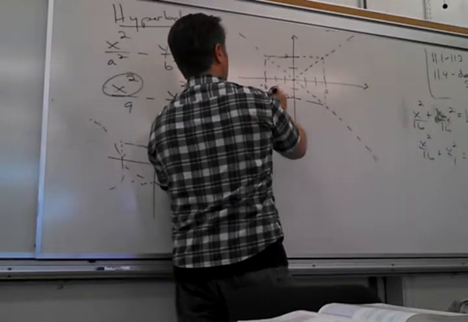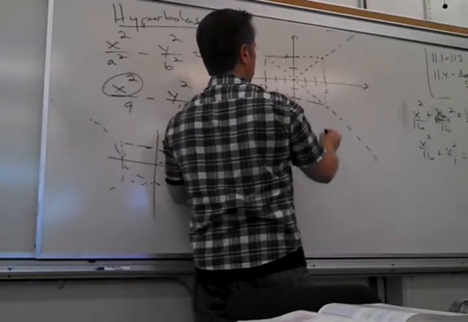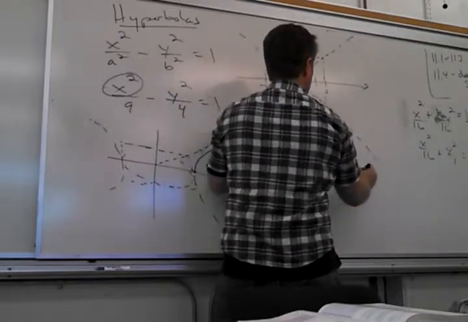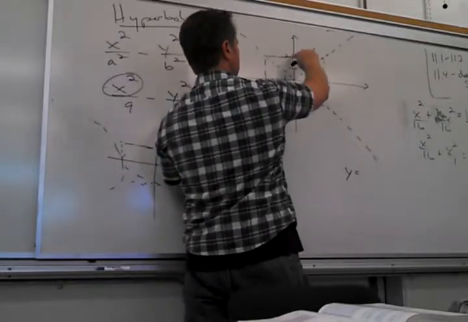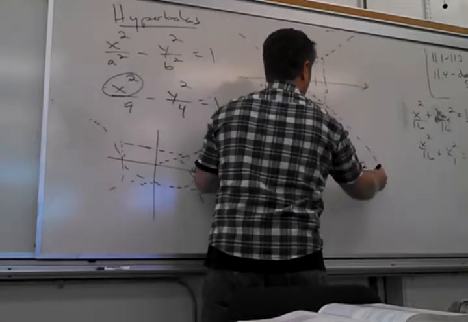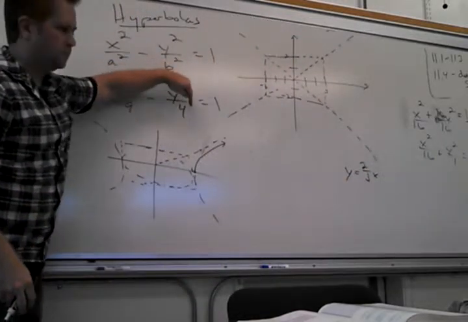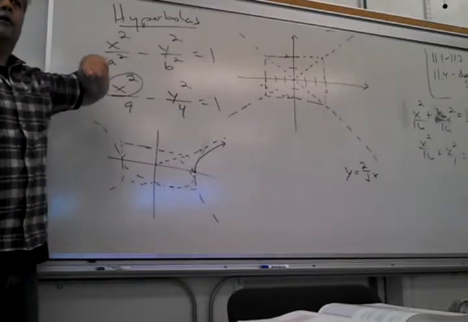So can anybody tell me what the equation of an asymptote is going to be? Equation like this. It's going to be plus and minus of this, right? So what's the slope? 2 over 3, yeah. Which in this case would be B over A.